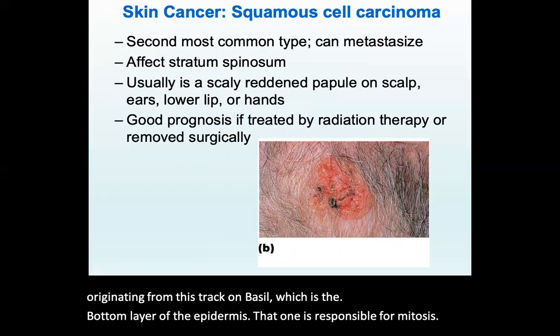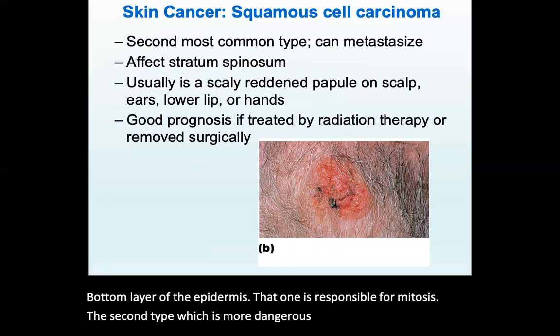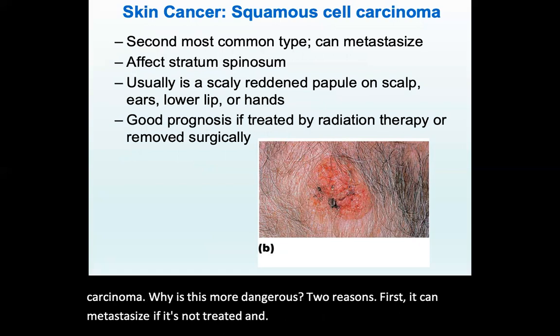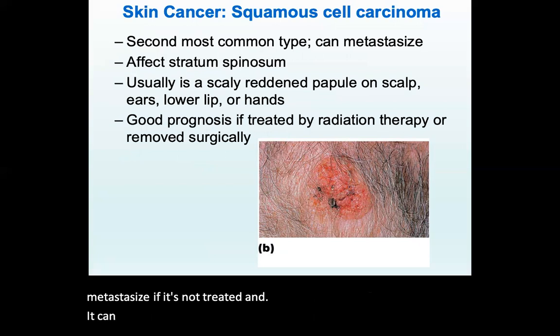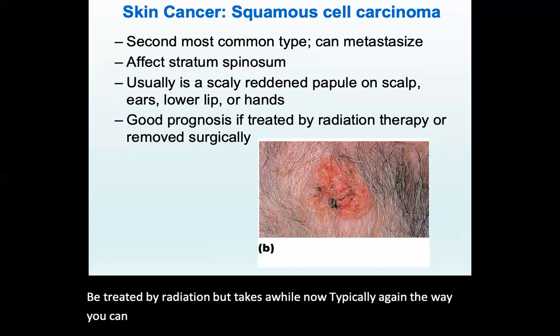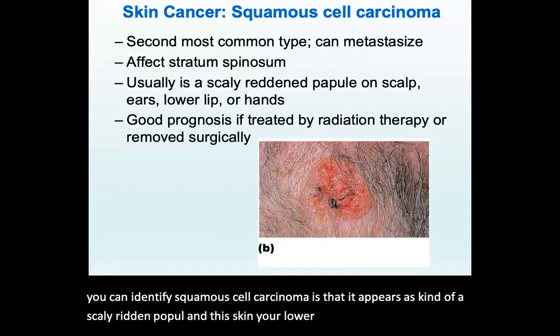The second type, which is more dangerous, is your squamous cell carcinoma. Why is this more dangerous? Two reasons. First, it can metastasize if it's not treated, and it can be treated by radiation, but it takes a while. Now, typically, again, the way you can identify squamous cell carcinoma is that it appears as kind of a scaly, reddened papule on the skin, your lower lip, the ears, again, mostly localized in the head.